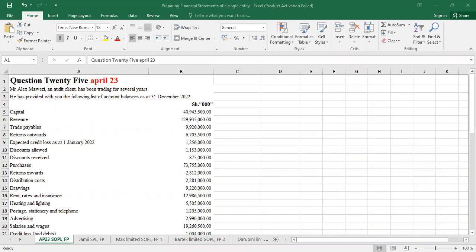So we'll begin. Last lesson, we talked of journal entries, and I told you journal entries are very vital, a very important thing that you should know before you start preparing financial statements. So we'll just look at an example and see how we will use the journal entries to tackle this question.